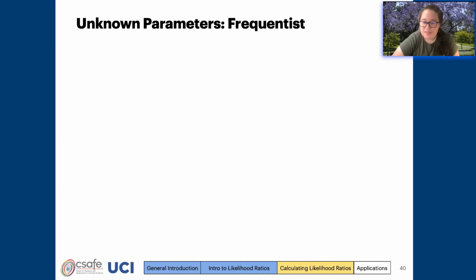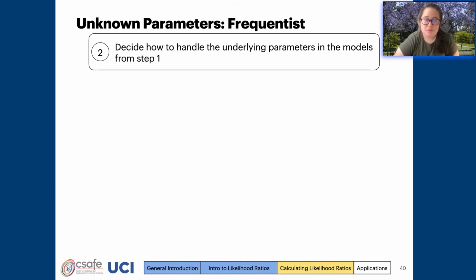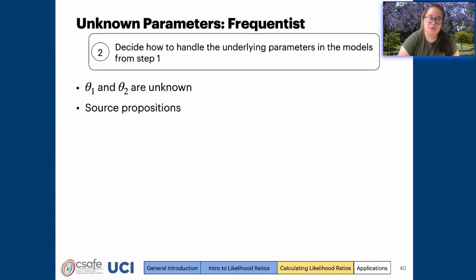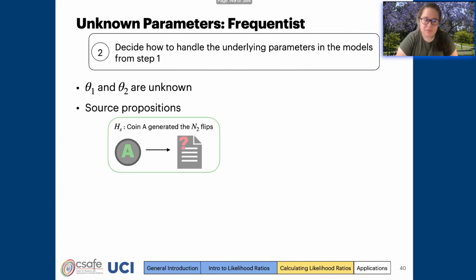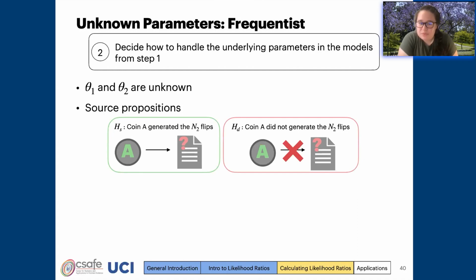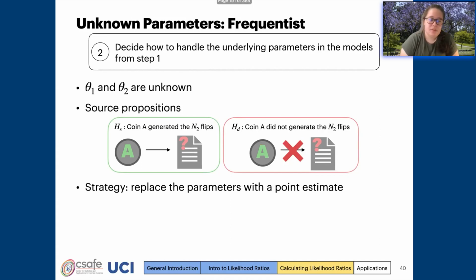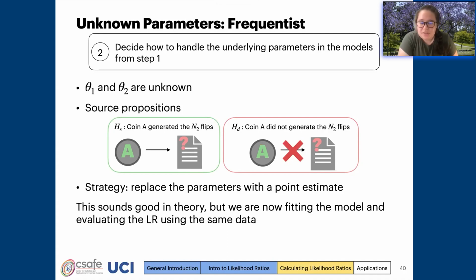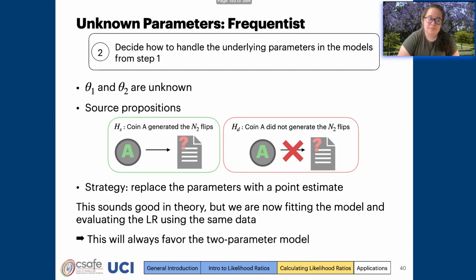So what if we're not in that magical universe where we know the parameters and we're in something more realistic? So we'll revisit step 2 in this case. We'll say that theta 1 and theta 2 are unknown. And now we'll go back to the source propositions that were our goal to begin with. We have the same source proposition, coin A generated the flips, and the different source proposition that coin A did not. The strategy here will be to replace these parameters with a point estimate, which is in the frequentist style. And so while this sounds good in theory, what we're going to be doing is fitting the model and evaluating the likelihood ratio using the same data. And this is always going to favor the 2-parameter model.